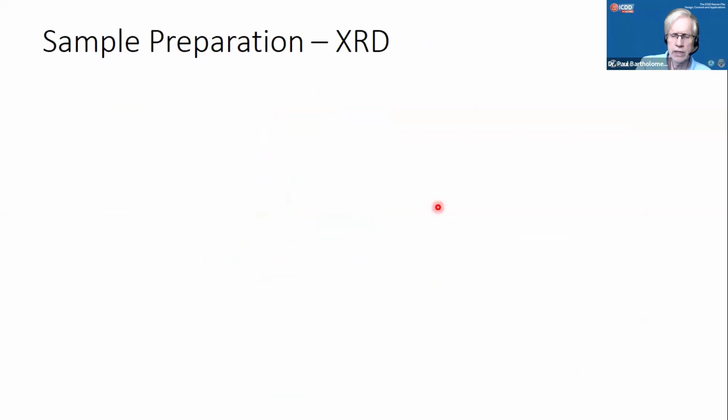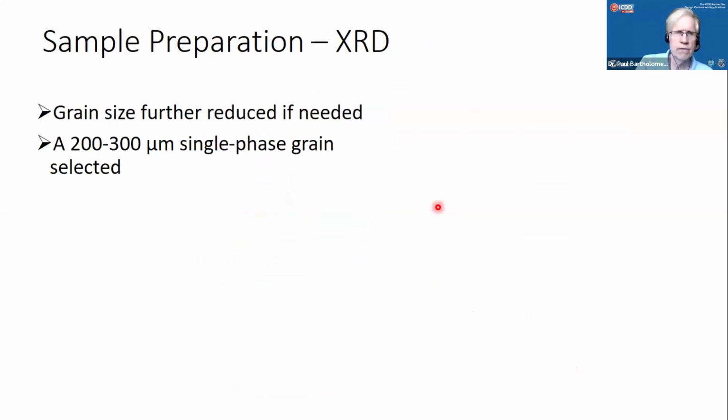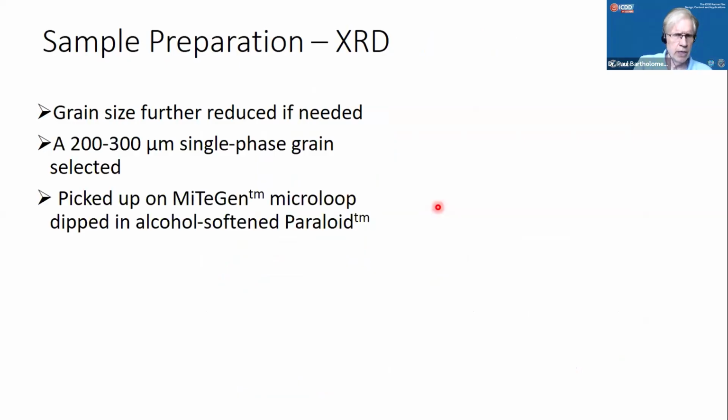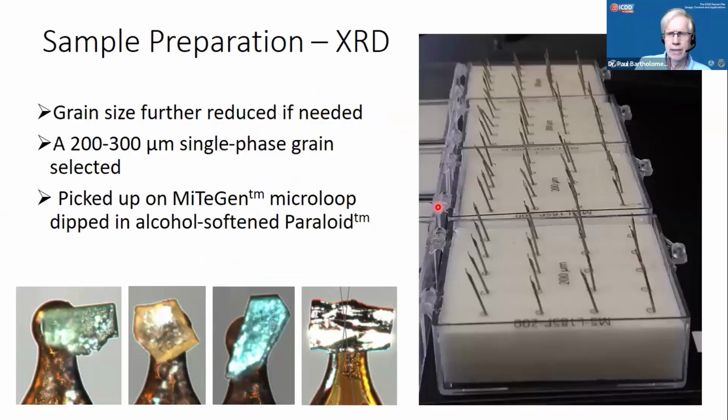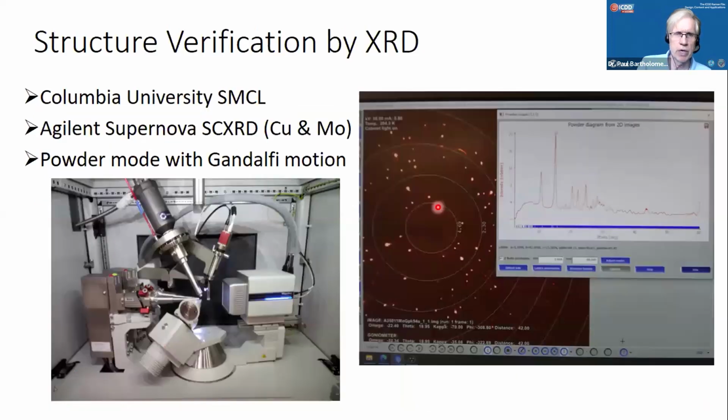Sample preparation for XRD: grain size is further reduced, and then I take a 200 to 300 micron grain. In some cases, for really fine grain materials, it's a grain cluster. Pick it up on a micro loop. This is what the result looks like. This is what a set of 80 of these pins getting ready for analysis looks like. The reason for this particular approach is to optimize the possibility of getting only one phase mounted.